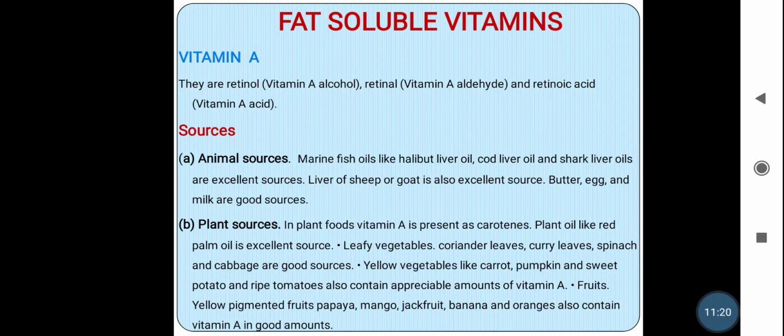So first are the fat soluble vitamins. As I said, fat soluble vitamins get solubilized with the fats. In that, the first vitamin is vitamin A.